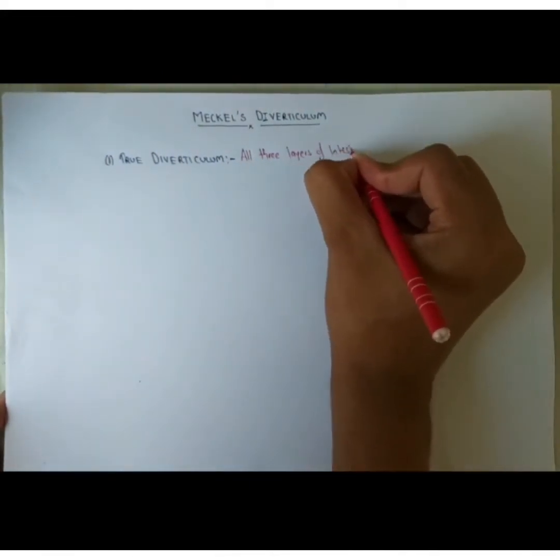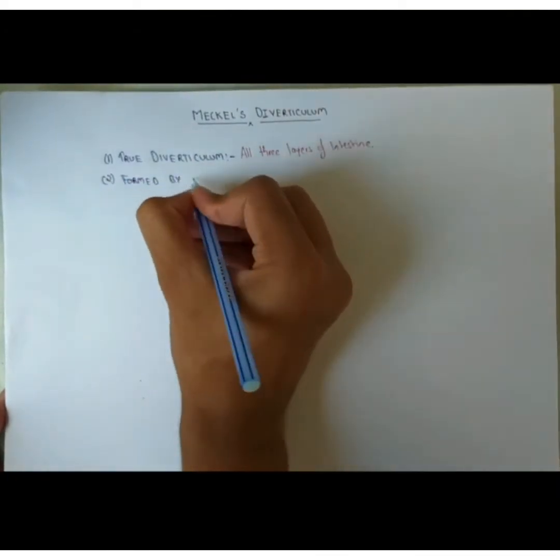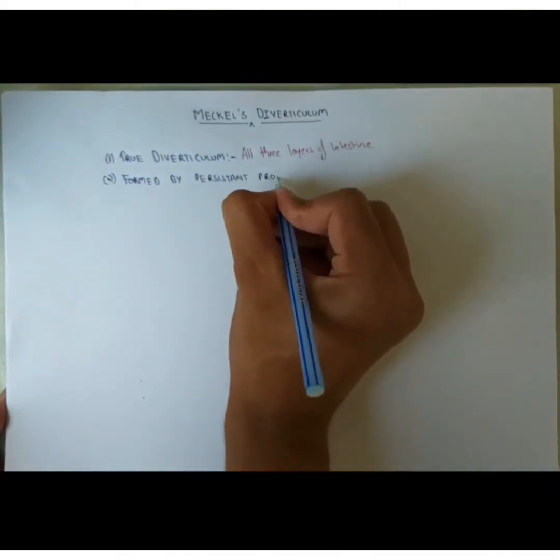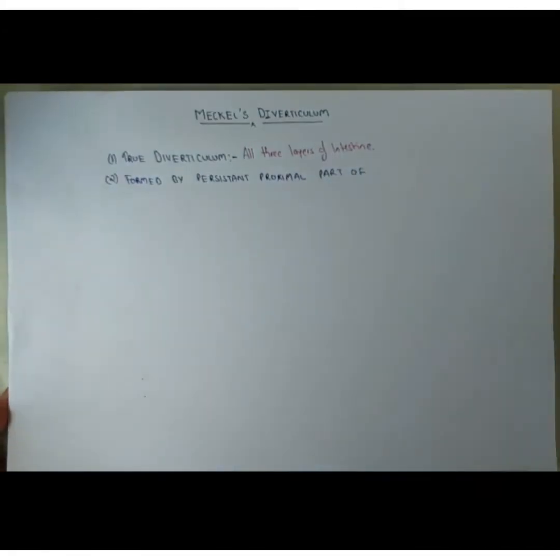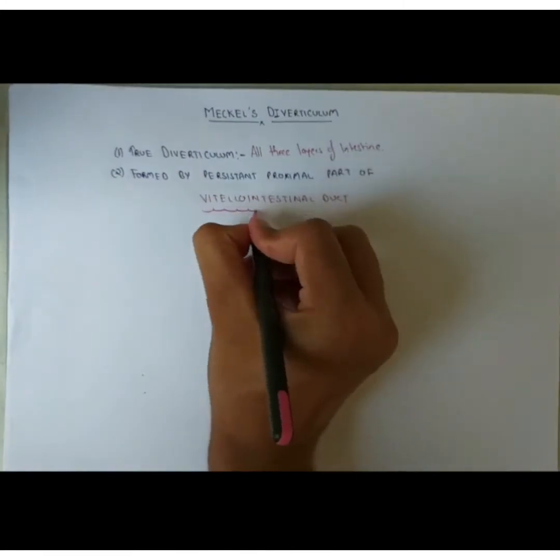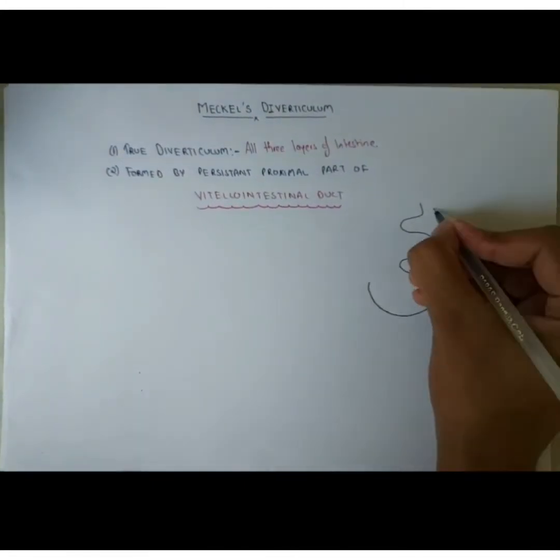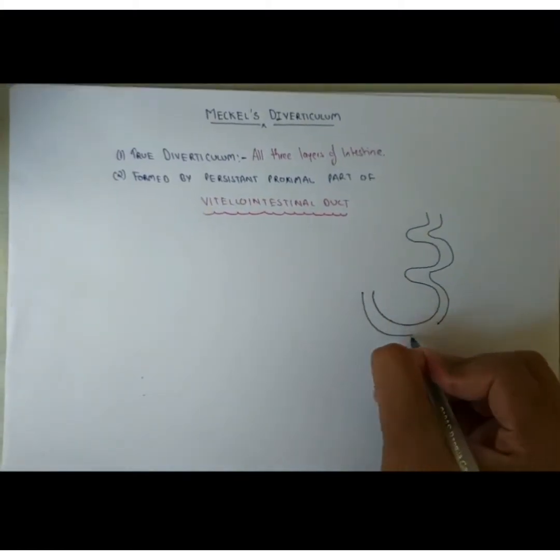So let's get started. Meckel's diverticulum is a true diverticulum as it contains all the three layers of intestine, formed by the persistent proximal part of the vitellointestinal duct. In embryonic life, the apex of the midgut loop communicates with the yolk sac through the vitellointestinal duct.